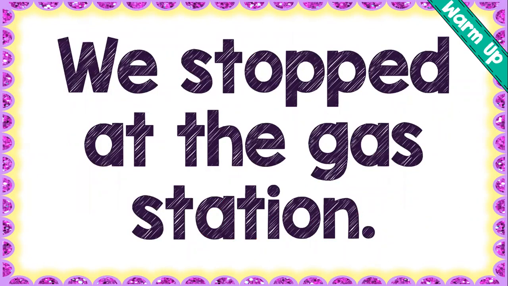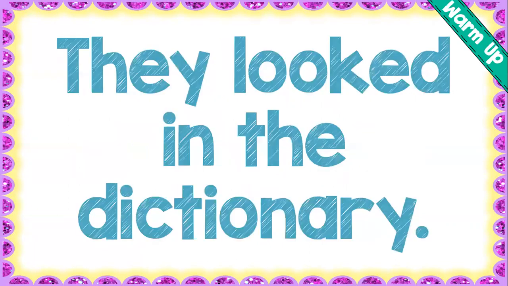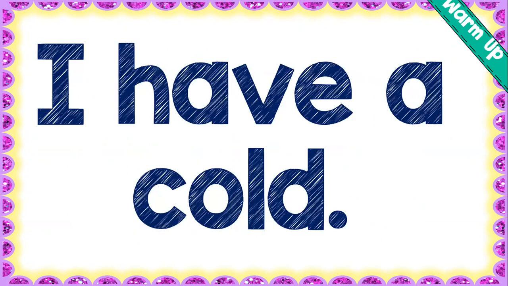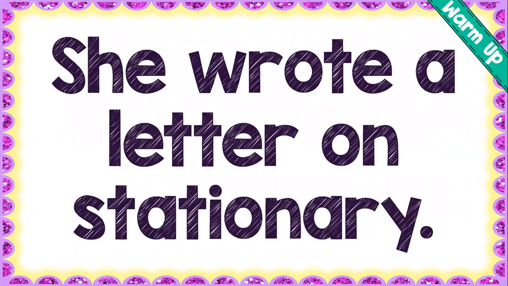Now let's look at some sentences and identify the verb. We stopped at the gas station. What is your verb or predicate in the sentence? Stopped. They looked in the dictionary. What's the action here? Looked. I have a cold. Now this is a form of be, so you can't really see it like you can other actions. So that's a form of being something. And your verb here is have.